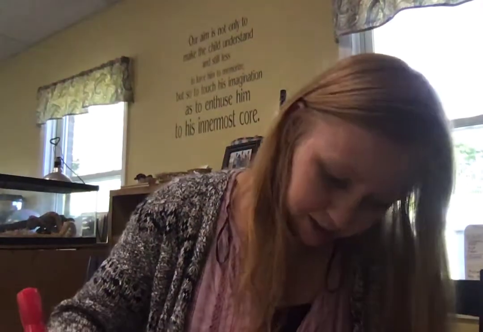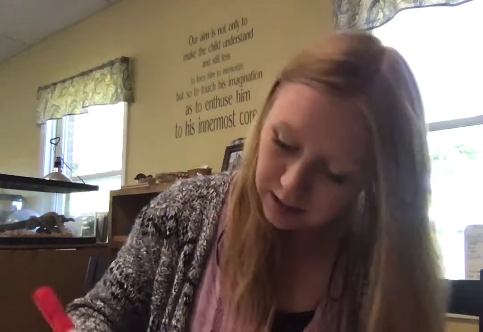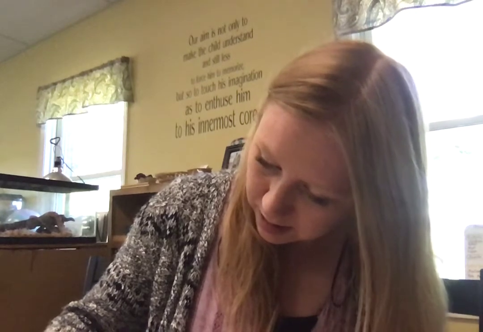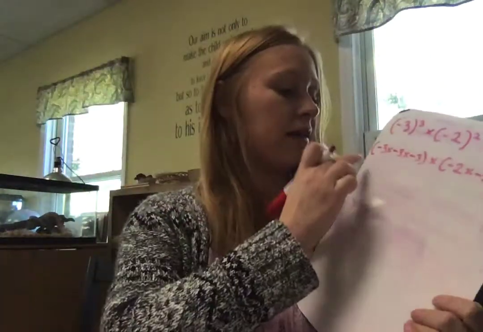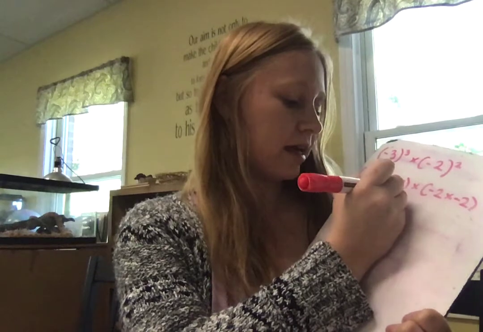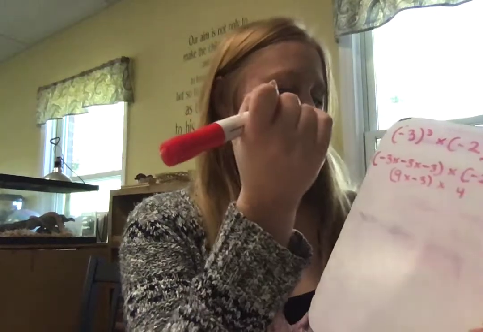Okay, let's look at our next one. Our next equation says negative 3 cubed times negative 2 squared. So I'm going to expand it to say negative 3 times negative 3 times negative 3 times negative 2 times negative 2. Negative 3 times negative 3 is positive 9 times negative 3 times 4. Positive 4, because negative times a negative is a positive.